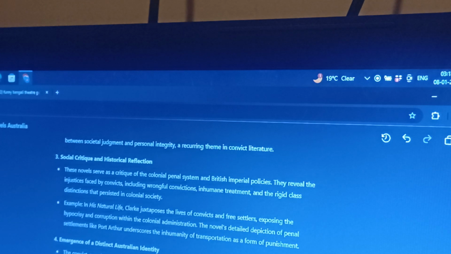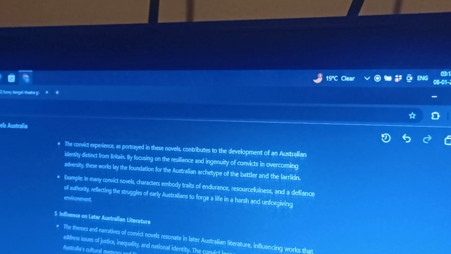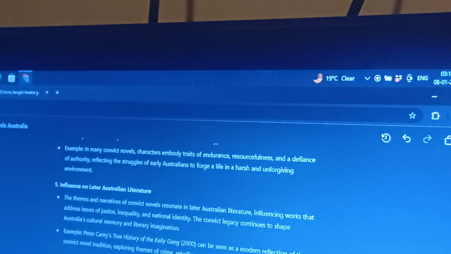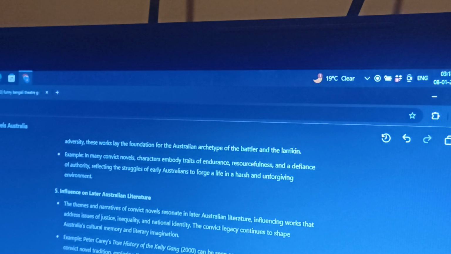Emergence of a distinct Australian identity. The convict experience, as portrayed in these novels, contributes to the development of an Australian identity distinct from Britain. By focusing on the resilience and ingenuity of convicts in overcoming adversity, these works lay the foundation for the Australian archetype of the battler. Example: many convict novel characters embody traits of endurance, resourcefulness, and a defiance of authority, reflecting the struggles of early Australians to forge a life in a harsh and unforgiving environment.